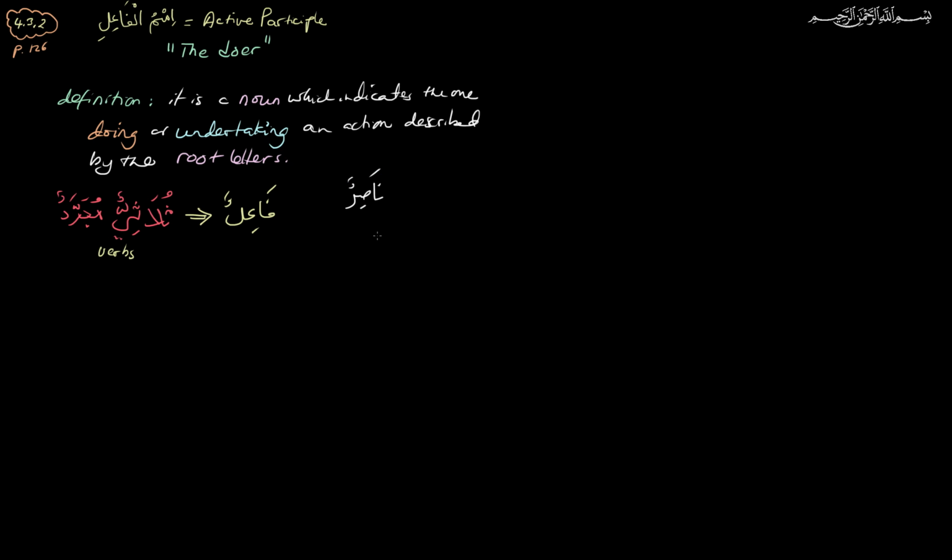ضرب يضرب ضربا فهو ضارب. سمع يسمع سمعا فهو سامع. Like this, fa'ilun. So those are some. Nasir is the person who helps, darib is the person who hits, and sami' is the person who listens. So that's how you do it.